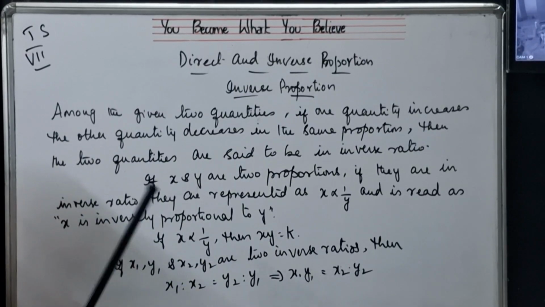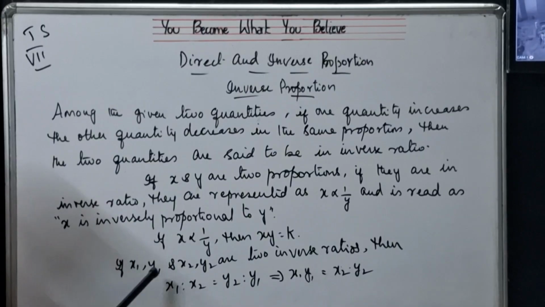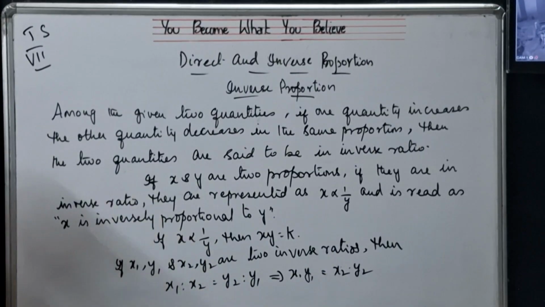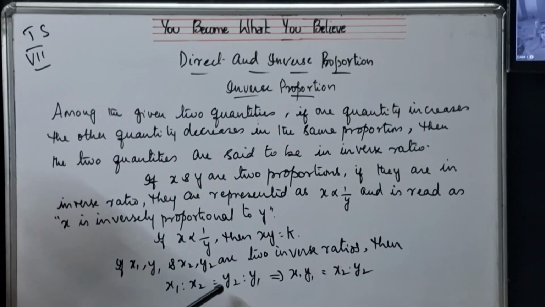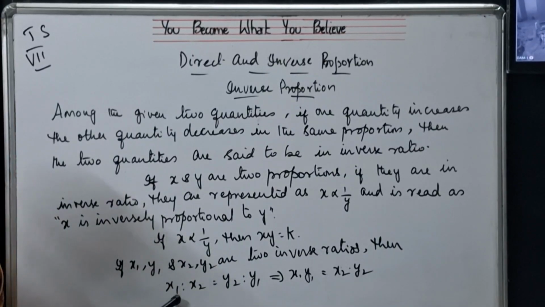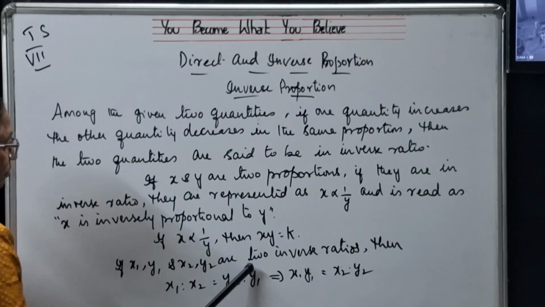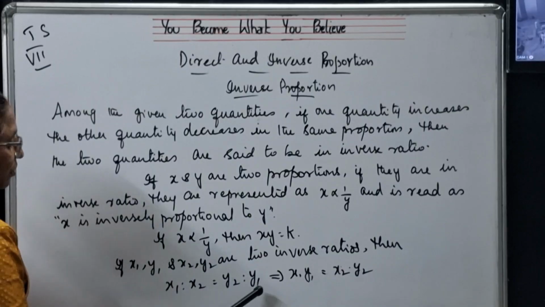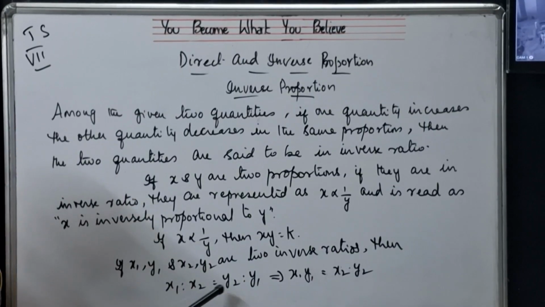Suppose we have got two inverse ratios like x1, y1 and x2, y2. Then how will you write it? x1 is to x2 will be equal to y2 is to y1. So children, there is a variation here: 1 and 2 here, 2 and 1 here. What do you mean by this? This proportion you have already learned: product of means is equal to product of extremes. That means x1 into y1 is equal to x2 into y2.